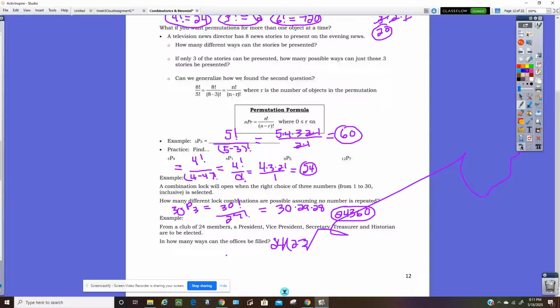So something just went wrong with my pen. I don't know. Got to figure out what that is because it keeps doing that.